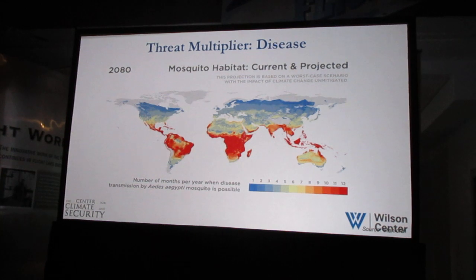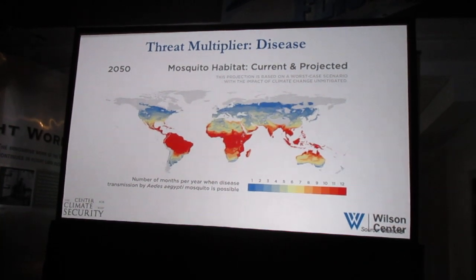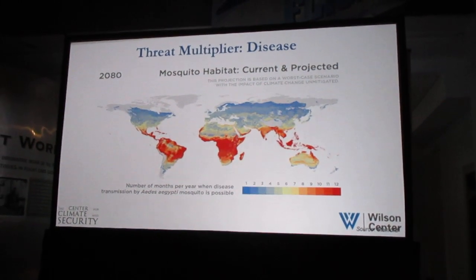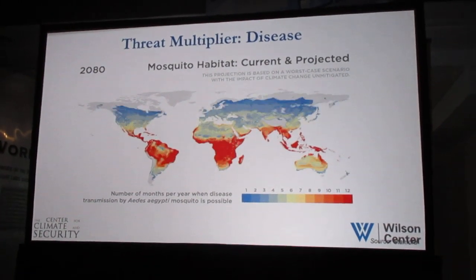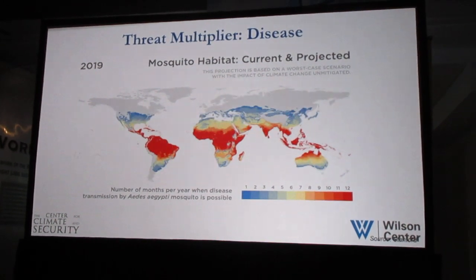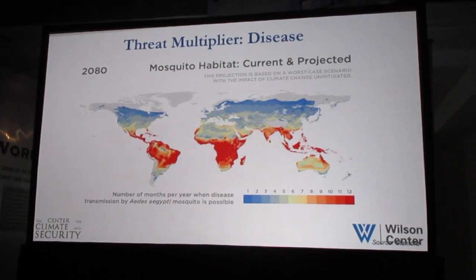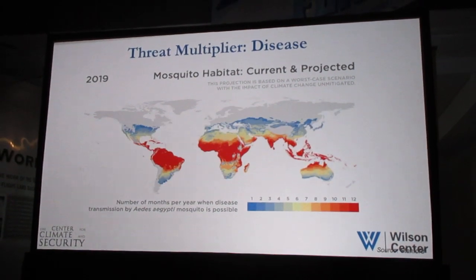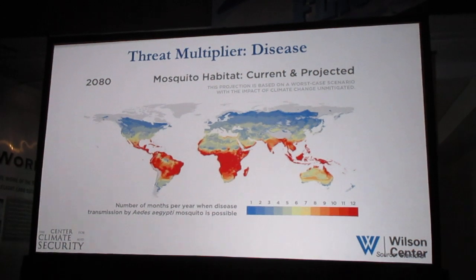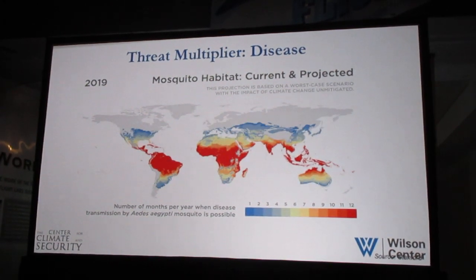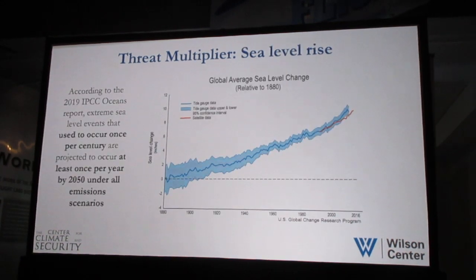Disease is spreading around the world. This is a map on the changes in mosquito habitat. As the temperature warms, as the planet warms, disease vectors are spreading. That's why we see, for example, greater spread of malaria in certain regions, northern spread of various types of diseases and tick-borne vectors.